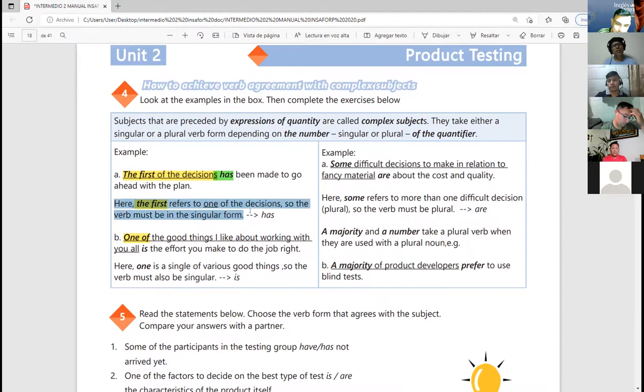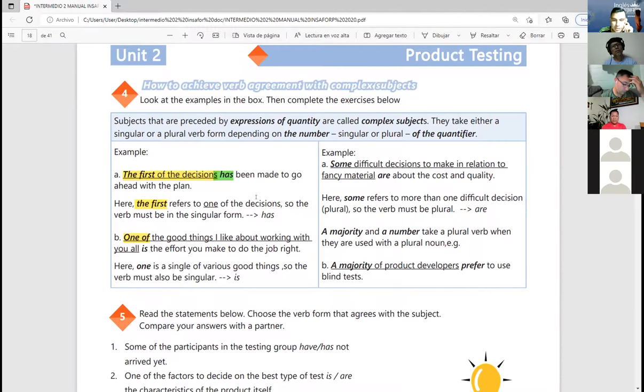So here we have the explanation. The first refers to one of the decisions, so the verb must be in the singular form. Another example can be: the first of the decisions is that we're going to travel to the beach. Is. All right, the first of the decisions is we're going to go out. Remember, when we use the expression the first, the verb will be in, Mr. Angel, singular or plural? Singular. Good.